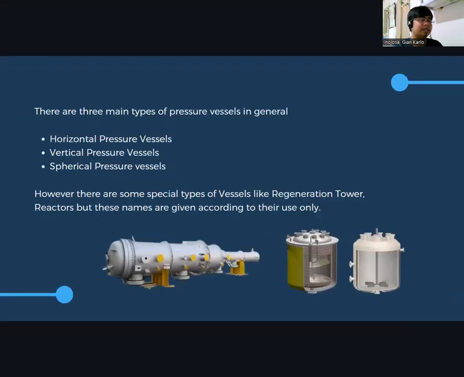So there are three types in general of pressure vessel. First are horizontal pressure vessels, vertical pressure vessels, and spherical pressure vessels. However, there are also special types of vessels like the regeneration tower vessel and the reactor, which are named because of their specific use only.